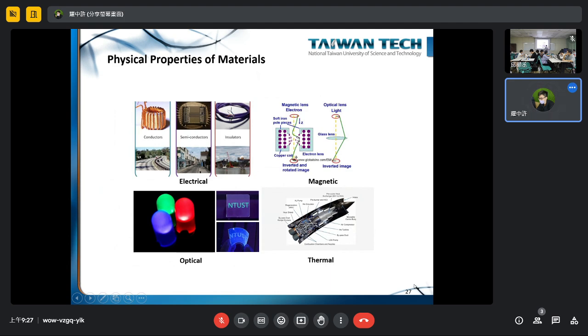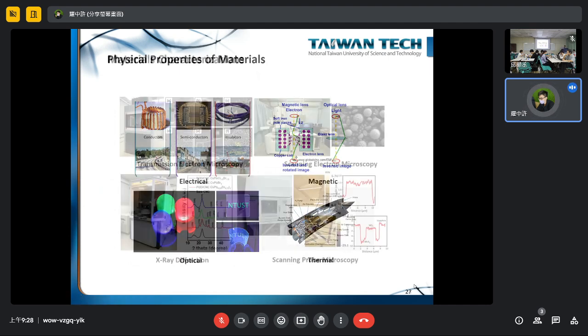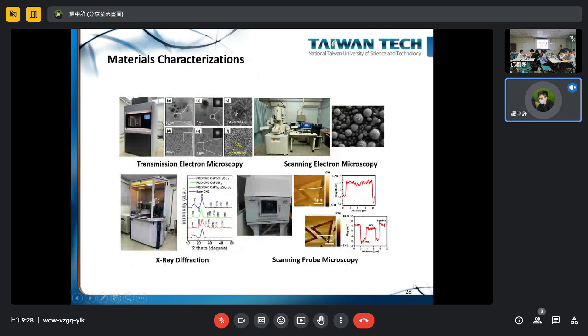And also the thermal properties: how to protect, how to prevent thermal damage in your product is also an important task in the physical properties of materials. And these are the material characterization techniques.